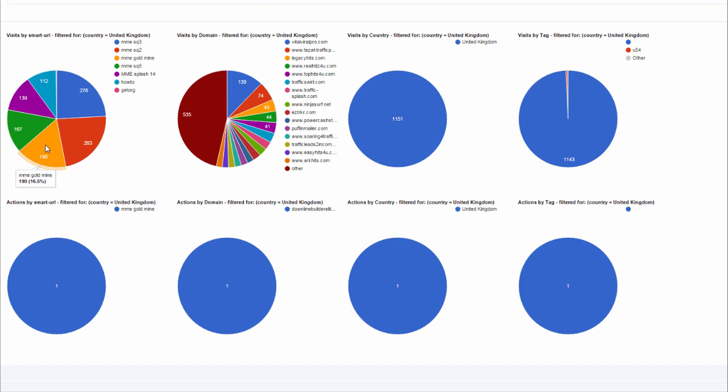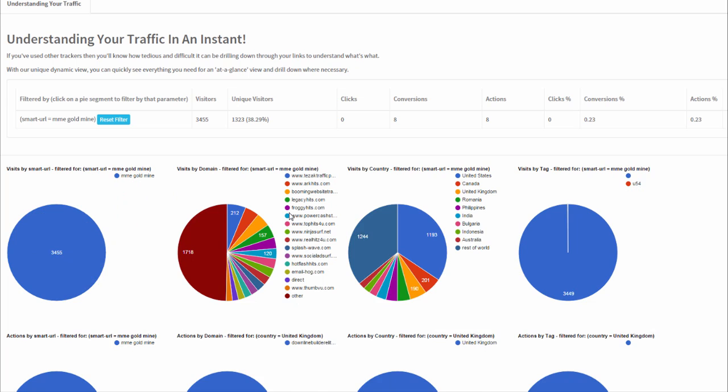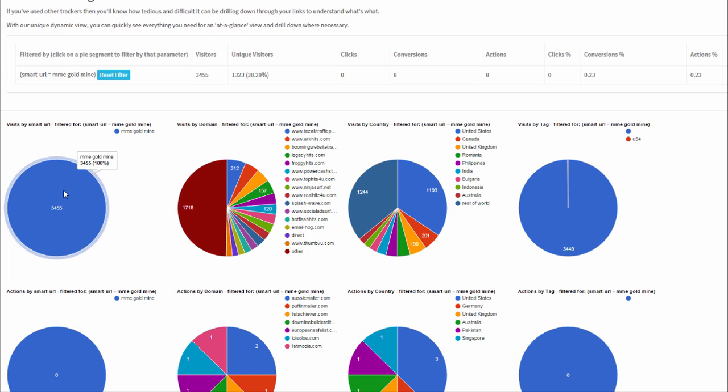And of course, obviously we can break things down for a particular SmartURL. So if we take MME Goldmine, there's a lot of data to process, so the graphs sometimes take a few seconds. Now this circle has gone blue because we're only showing one SmartURL, so 100% of the hits are going to that SmartURL as far as we're concerned for this filter. So for this SmartURL we've had 3,455 visitors, nearly 40% have been unique, and we've had 8 conversions.